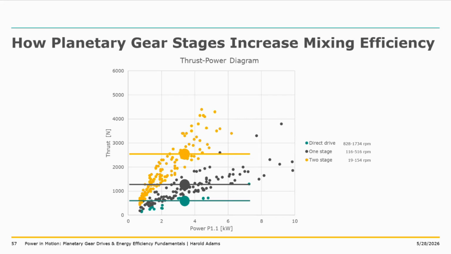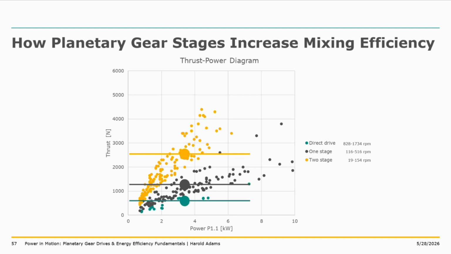How planetary gear stages increase mixing efficiency. So what we're looking at here is an input to thrust performance chart. Power, represented in kW, is on the X or horizontal axis, and thrust, represented in newtons, is on the y-axis. In this example, we're utilizing the same power input, and I'll show you a little bit further what that means.